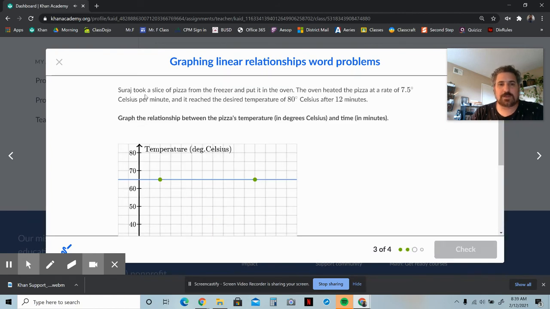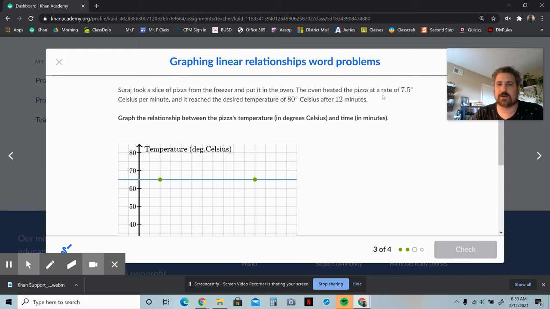Okay, Suraj took a slice of pizza from the freezer and put it in the oven. The oven heated the pizza at a rate of 7.5 degrees Celsius per minute, and it reached the desired temperature of 80 degrees Celsius after 12 minutes. Okay, so in this case, what do we know? We know that he put it in the oven. We don't know exactly what temperature it was when it was put in the oven.